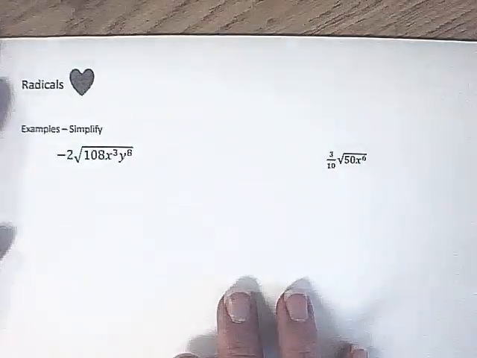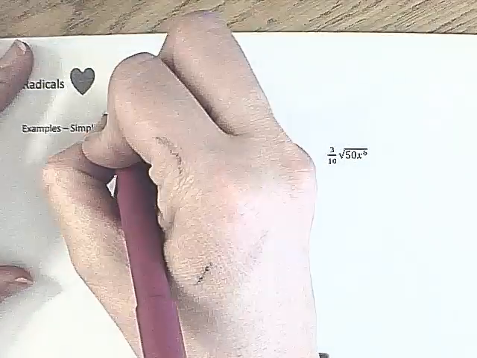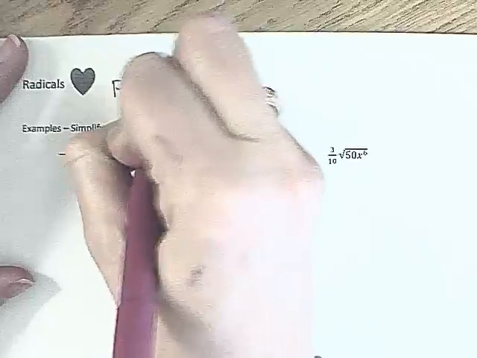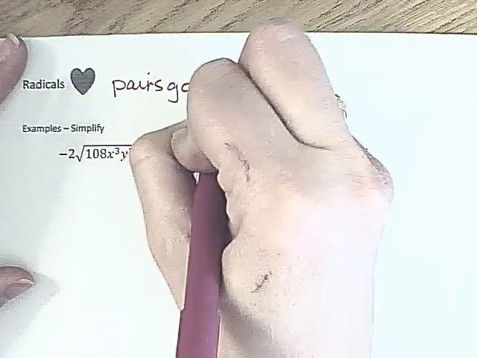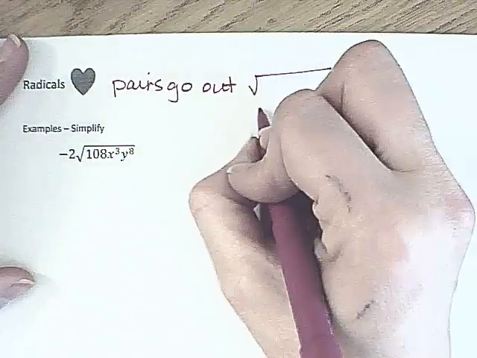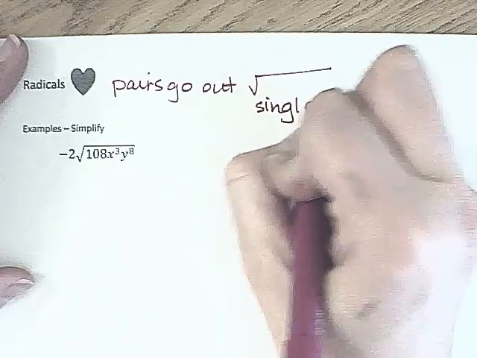The second part of this station is about radicals. I drew that heart to remind you that it's as easy as dating. Pairs go out. And when I say out, I mean outside of the radical. Singles stay in.